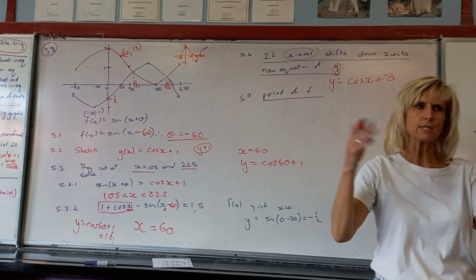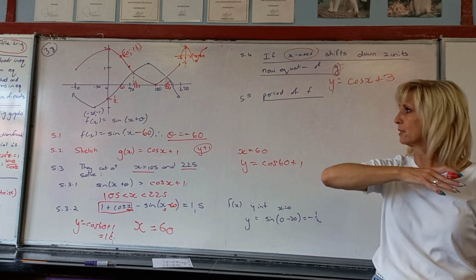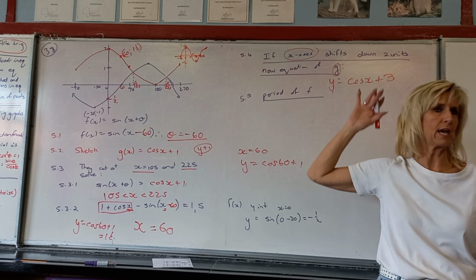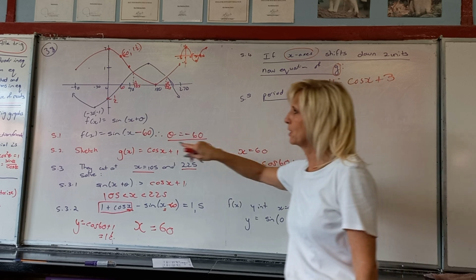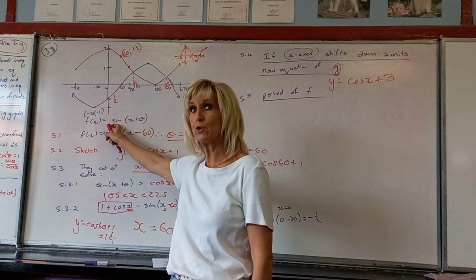Last thing, the easiest question, and by now you have decided you don't want to do anything anymore, you're just going to carry on with the next sum. Where everybody should have gotten this one. What is the period of the original f graph? Where do you see the period?